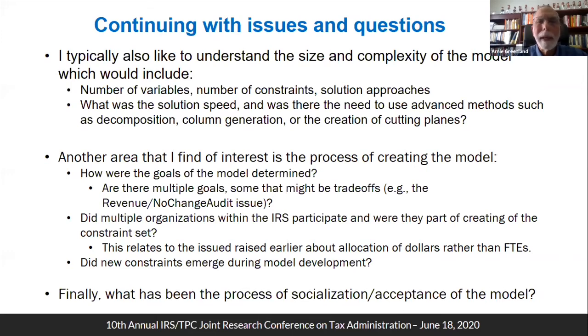And I usually like to understand how the model's working, the number of variables, the number of constraints, solution approaches, the speed, whether advanced methods were used like decomposition, column generation, cutting planes. Those are the things that I feel I didn't hear about to make a good judgment about the model.